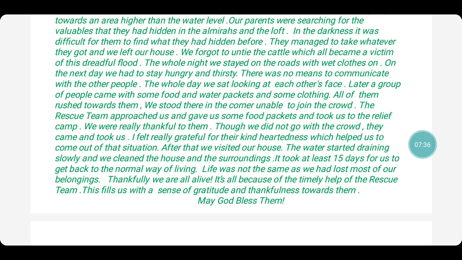It's all because of the timely help of the rescue team. They could survive just because the rescue team came in time and provided them with the food and water. This fills us with a sense of gratitude and thankfulness towards them. Whenever the thought comes that we are alive, yes, it's because of the great contribution of the rescue team, the kind-hearted people, the philanthropic people, the other-centered people.